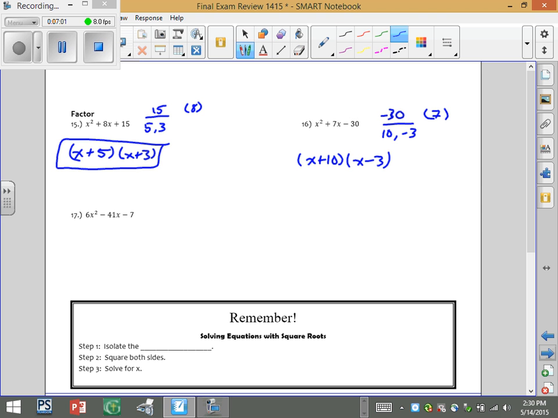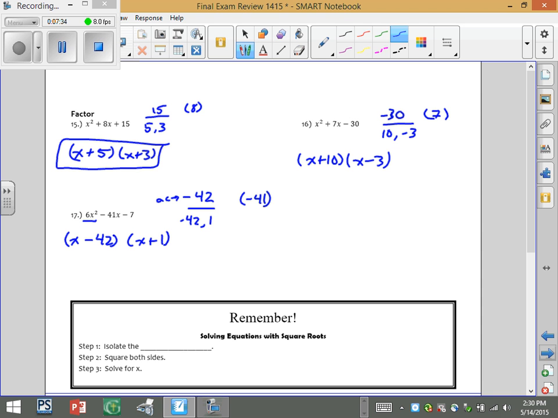And then we look at number 17. It's a little bit different because we have that leading coefficient. So remember right here, because of that 6 that's sitting here, because of the 6x, we need to use our bottoms up method, if you will. So multiply a times c. So for us, that's 6 times negative 7 is negative 42. So we need factors of negative 42 that add up to be negative 41. I believe that's going to be negative 42 and positive 1. So initially, we're going to put x minus 42, x plus 1.